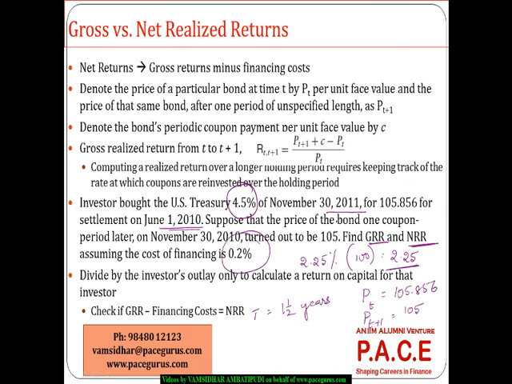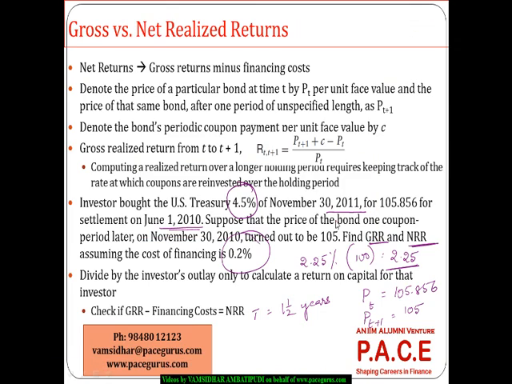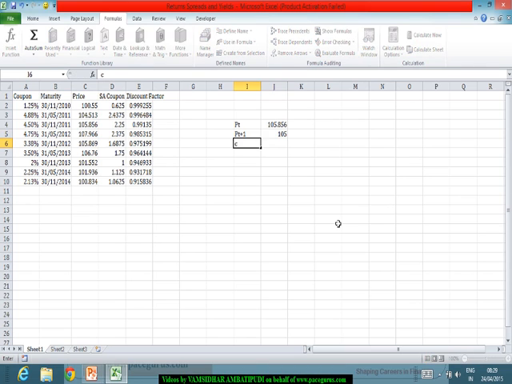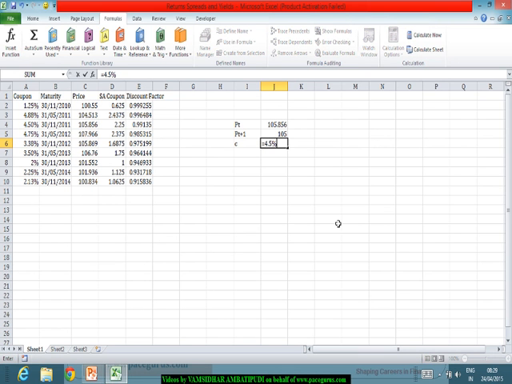PT is 105.856. PT plus 1 is 105. The C is 4.5% divided by 2 times 100, which is 2.25. So these are the numbers during this particular period. For a gross rate of return, I can directly take that these are the numbers, right?